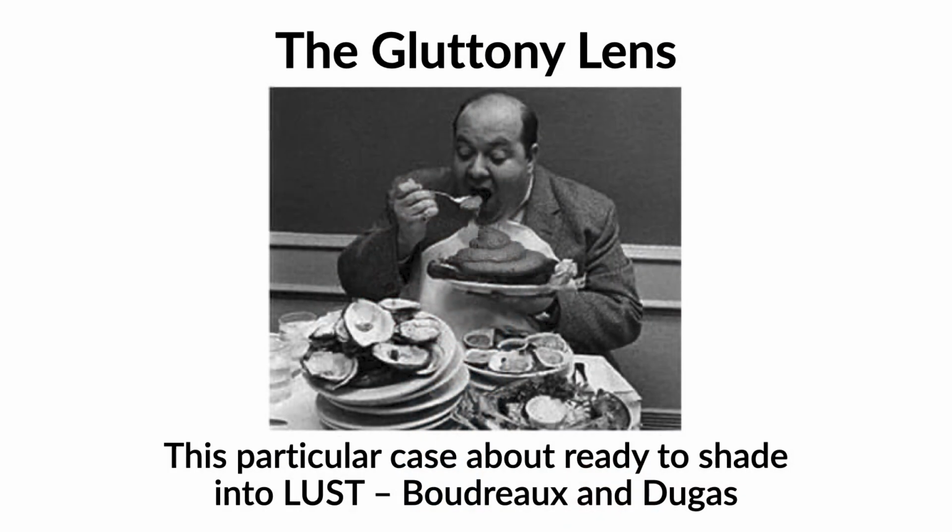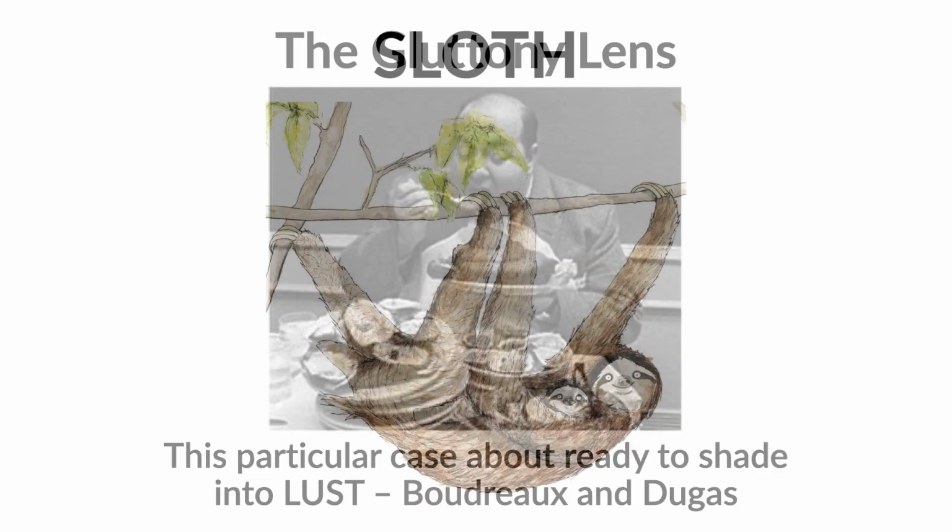lens sizes. So it'd be what's called a sulcus lens. If your capsule's broken, you can stick this in what's called the sulcus up in there, and I won't go to a bunch of anatomy, but you have a very large diameter, very soft material, very rounded edges. So it's what we call a secondary lens. This particular case is about to shade into the Lust lens with Boudreau and Dugas.